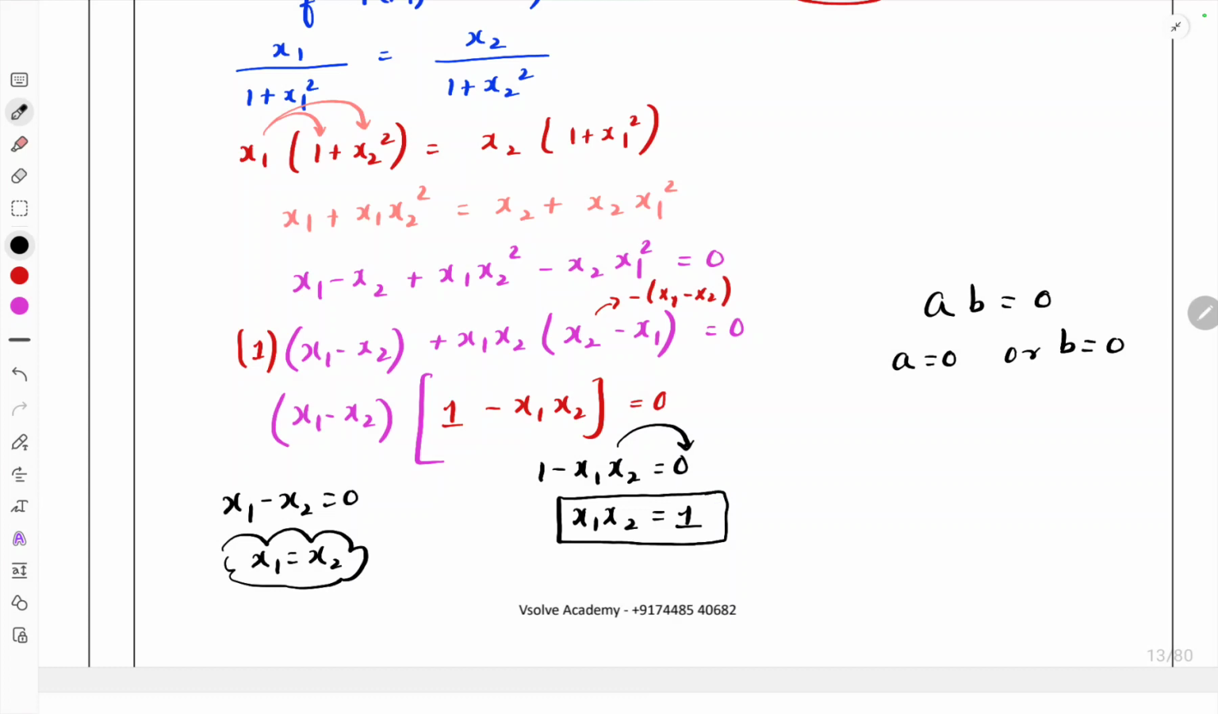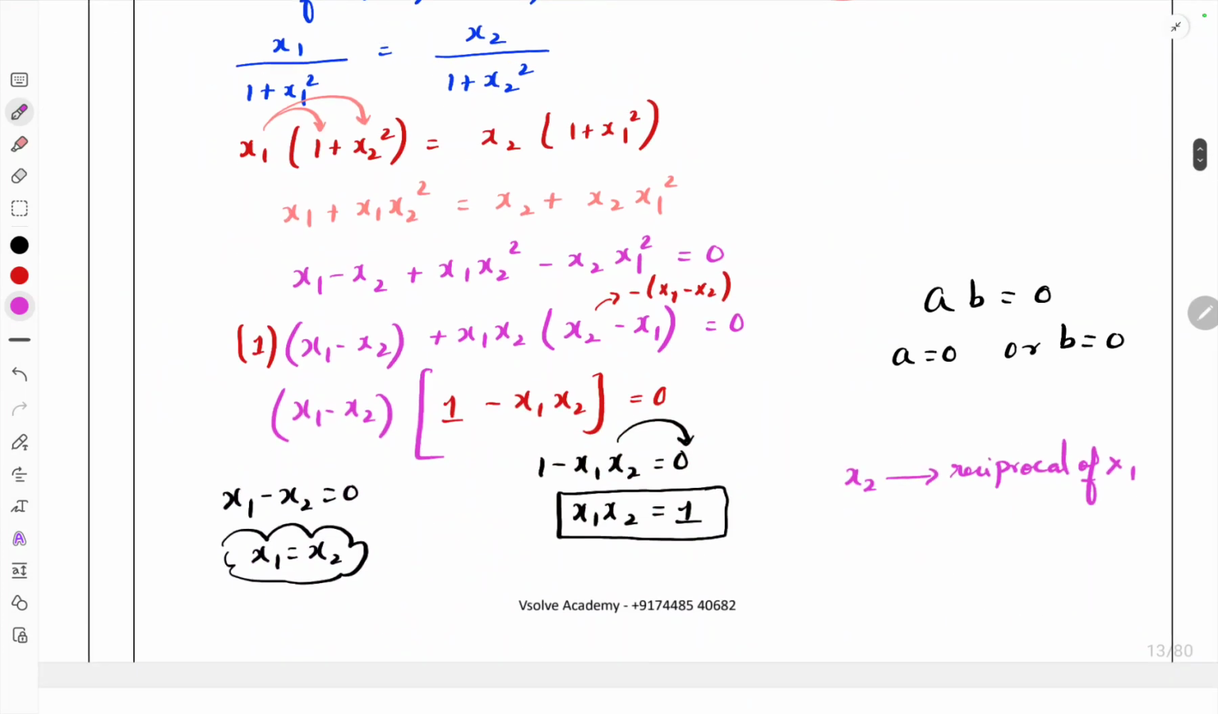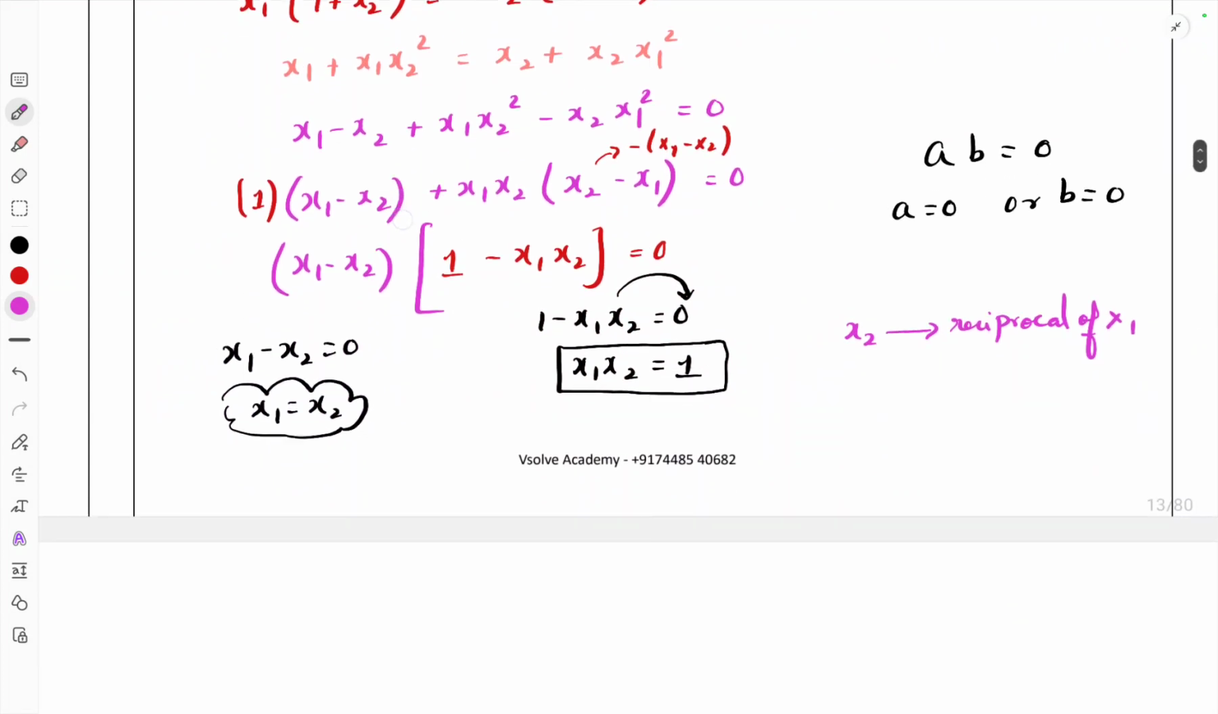So x1 into x2, if it is equal to 1, so in which case if we take two numbers, the product is 1. If x2 is reciprocal of x1. So we are in real number. In real number, if you take any number, the reciprocal of that number is also present, which means if I take a number 1 by 3, the reciprocal of 1 by 3 is 3. So both are real numbers only, which means 3 and 3 will get cancelled, it will be equal to 1.